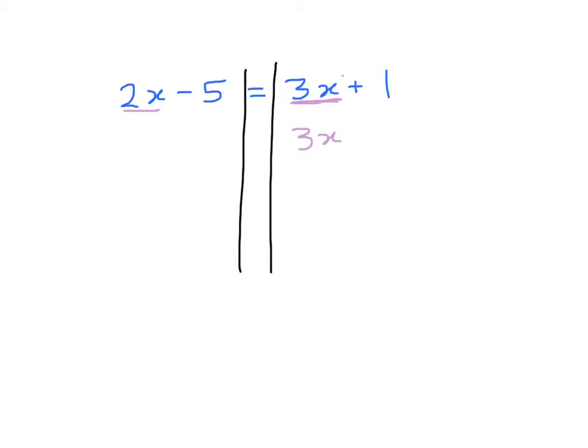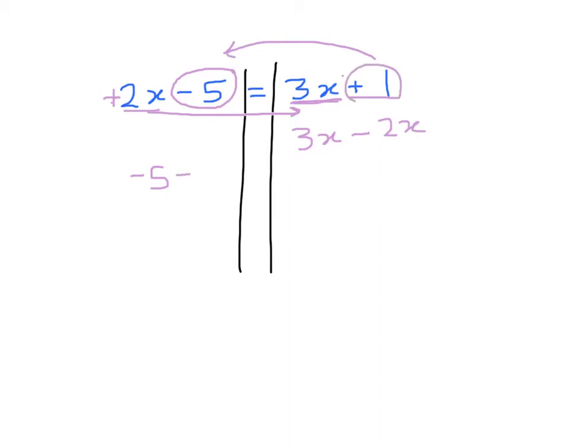So 3x is on the right. I'm going to bring the 2x over to the right. This is a positive 2x, so it's got to be negative on this side, or minus 2x on that side. So I've crossed that over. I've got minus 5 on this. Now these stay together. I've got minus 5, which is actually the same as a negative 5. And the 1 I'm going to bring over here, this is a plus 1. So it becomes a minus 1.